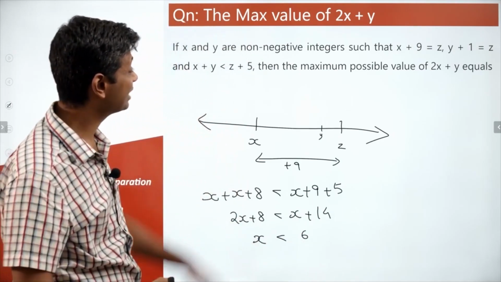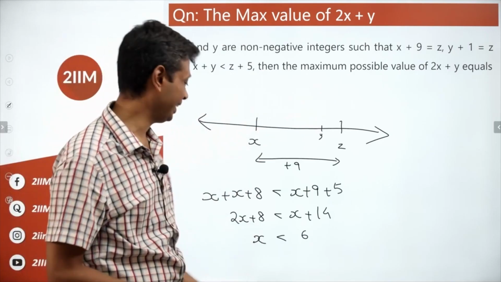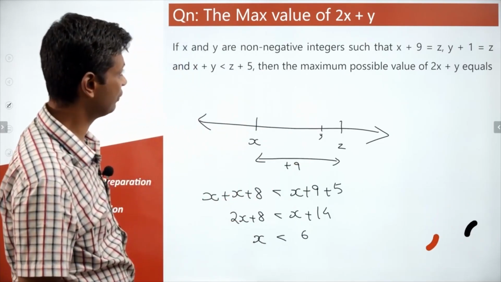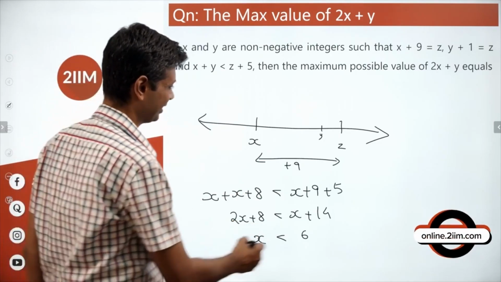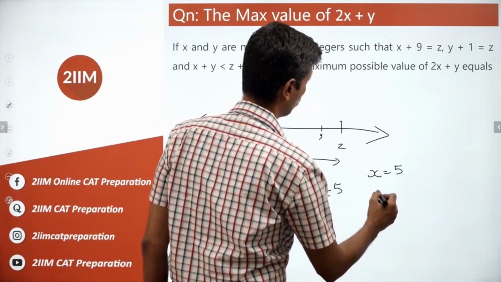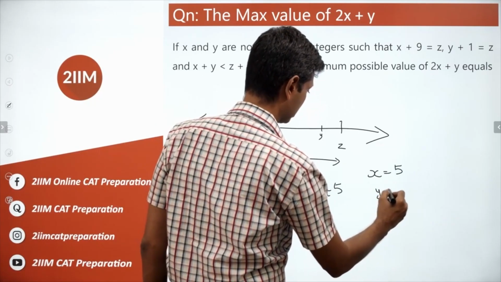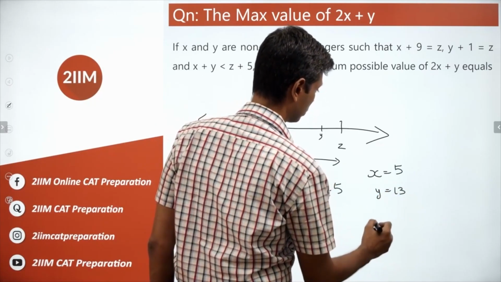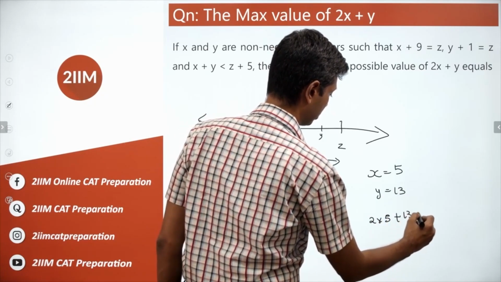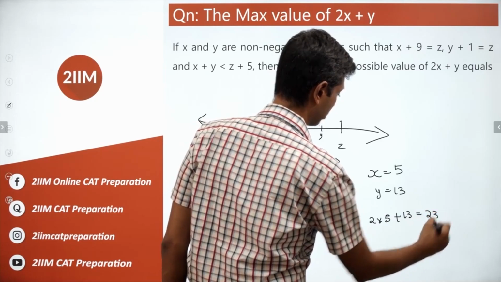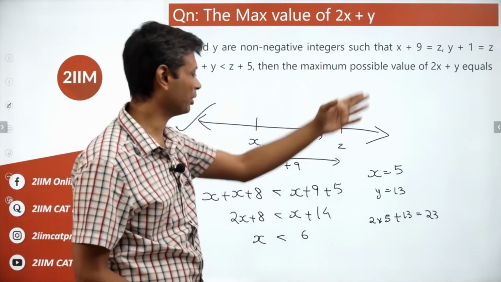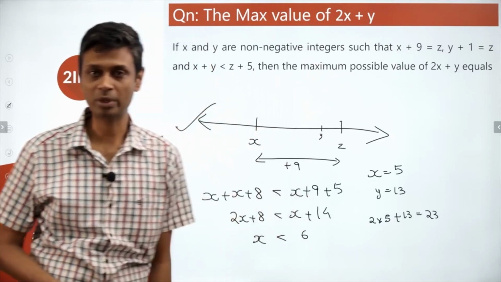Lovely. The maximum possible value of 2x plus y: the higher x is, the higher y will be. We know that they are non-negative integers. x is less than 6, so x can be 5. If x were 5, then y would be x plus 8, 13. 2x plus y, 2 into 5 plus 13, 10 plus 13, 23. That's the maximum. I started off doing this, but I realized that all three are part of the same variable. Becomes a very simple question.